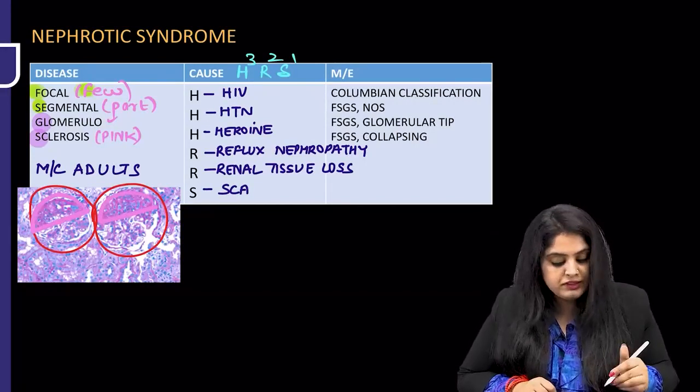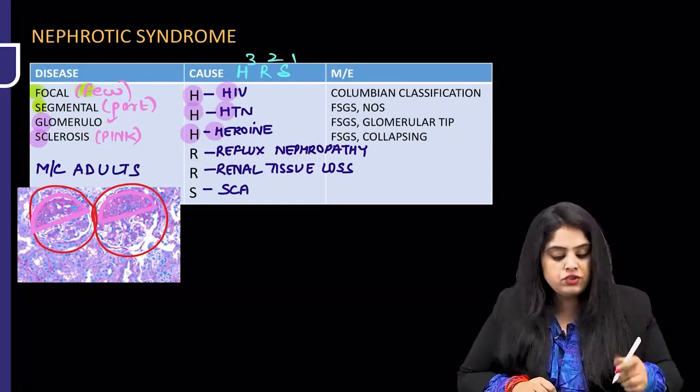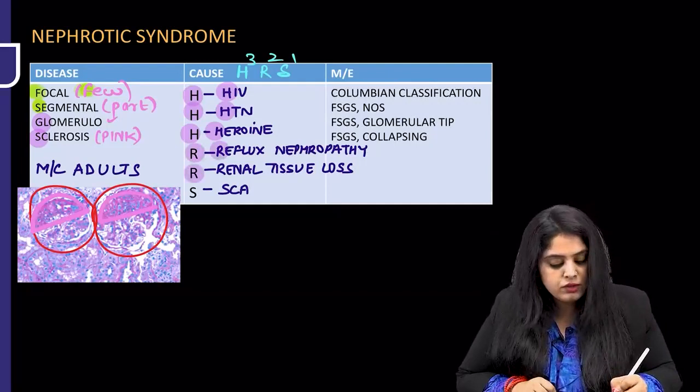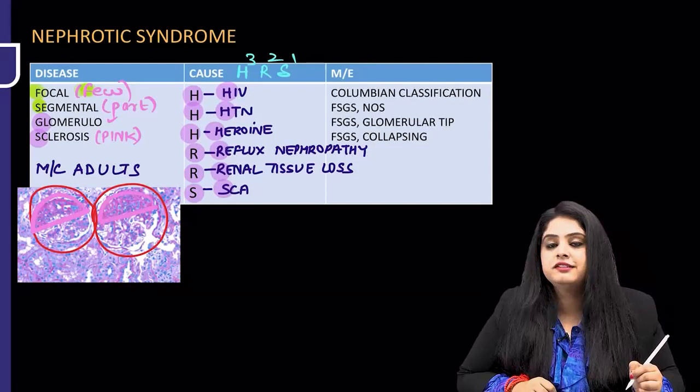So remember this once again. Either it's HIV, hypertension or heroin drug abuse, so 3 H's. Then you have 2 R's, that is going to be reflux and renal tissue loss. And finally 1 S, and that is sickle cell anemia. So HR's mnemonic yaad rakhna.